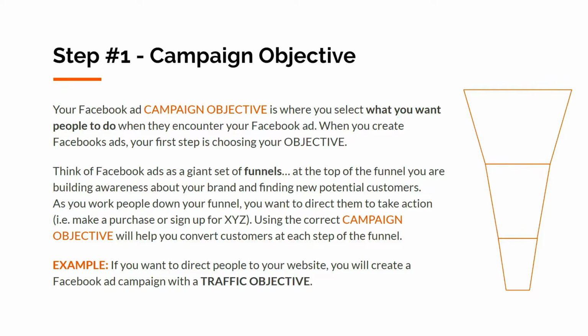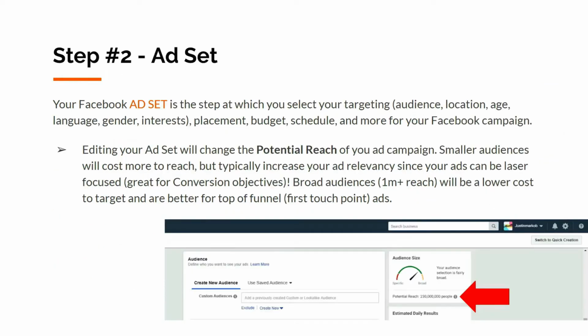Think of Facebook ads as a giant set of funnels. At the top of the funnel, you are building awareness about your brand and finding new potential customers. As you work people down the funnel, you want to direct them to take action, such as make a purchase or sign up for XYZ. Using the correct campaign objective will help you convert customers at each step of the funnel. For example, if you want to drive people to your website, you will create a Facebook ad campaign with a traffic objective.